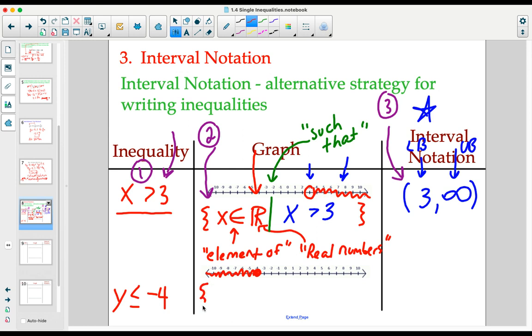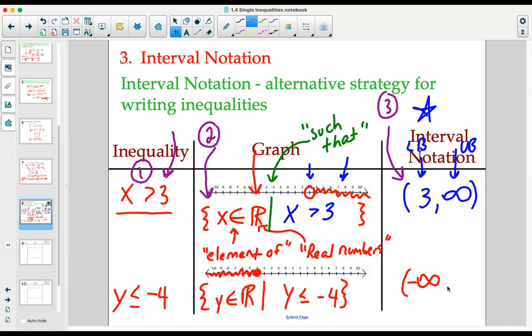Let's try to do the set notation for this one. y is going to be an element of the real numbers, because it's all of the numbers that are less than or equal to -4, such that y is less than or equal to -4. Really, the only thing this set notation adds in is the braces, and that designation that we're looking at all of the possible numbers. Now, we're again going to write this as lower bound and upper bound. Our lower bound here, we don't have one. This goes on forever to the left. So our lower bound is actually -infinity.